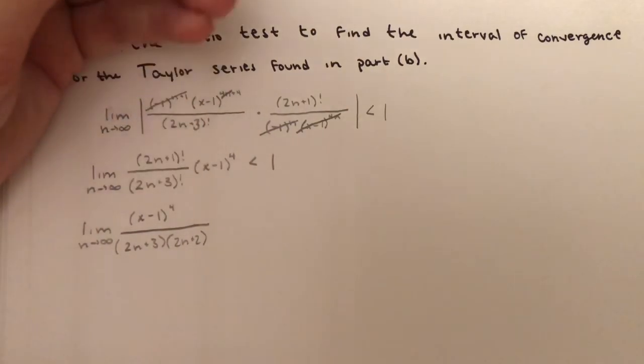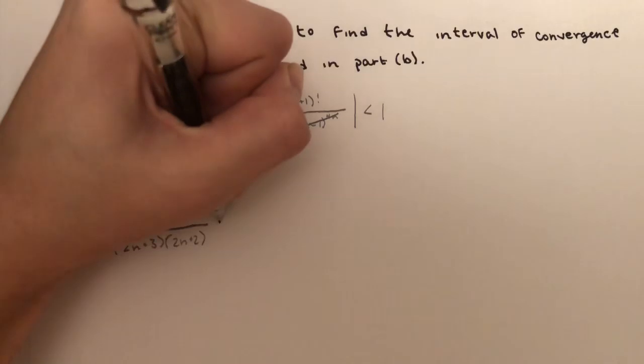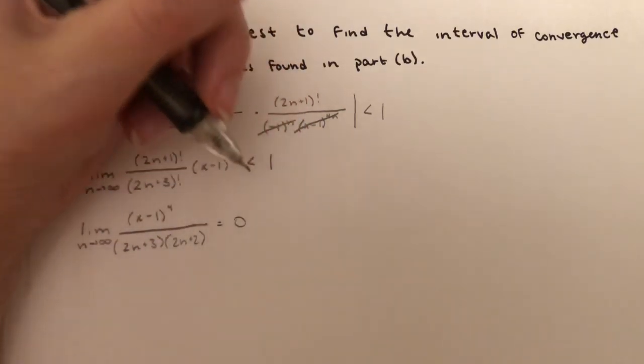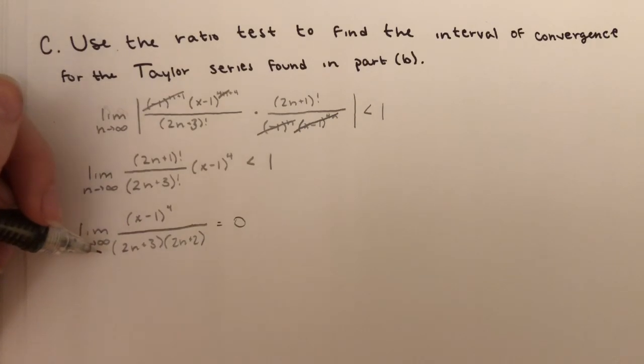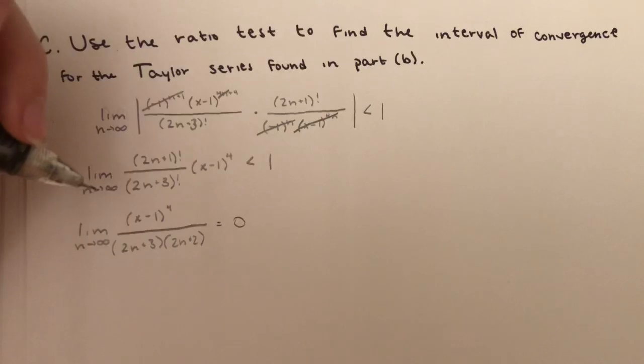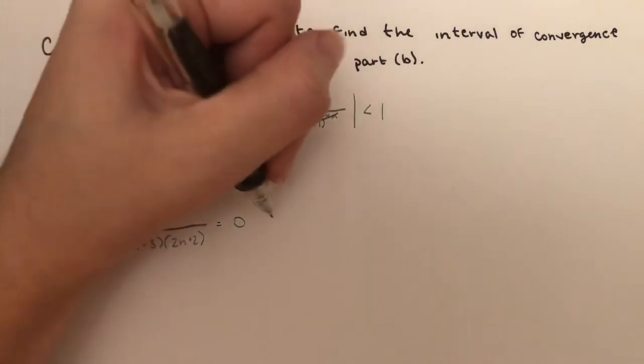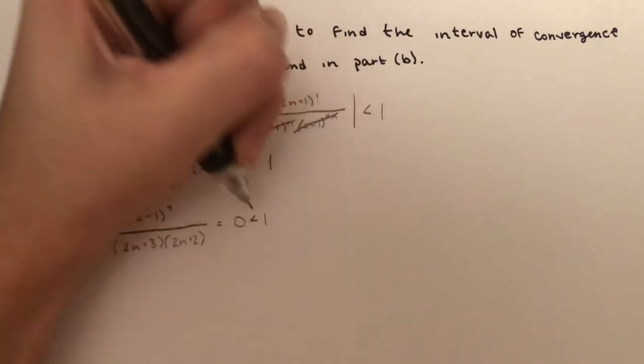Now we can evaluate our limit. So since there are no n's on the top and there are n's on the bottom, we know that the limit's going to equal 0. Since it doesn't matter what the x equals, and 0 will always be less than 1, this means that the interval of convergence is going to be all real numbers, or from negative infinity to infinity.